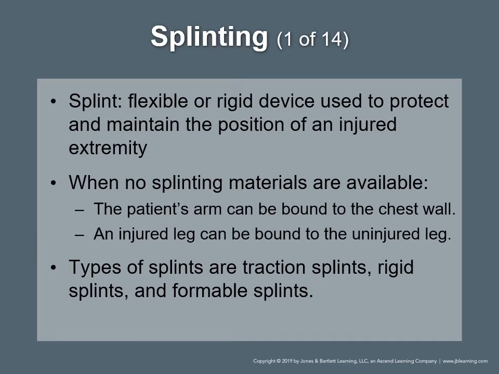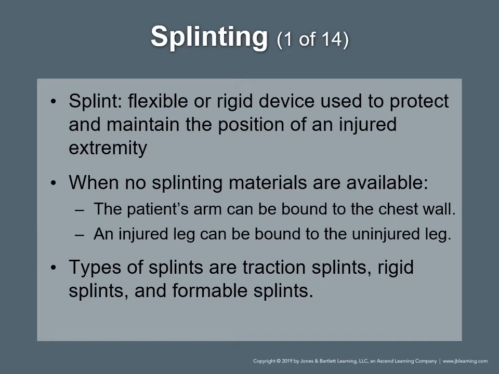Splinting. A splint is a flexible or rigid device used to protect and maintain the position of an injured extremity. Unless the patient's life is in immediate danger, splint all fractures, dislocations, and sprains before moving the patient. Splinting reduces pain and the risk of further damage to muscles, nerves, blood vessels, and skin. In addition, splinting helps to control bleeding.